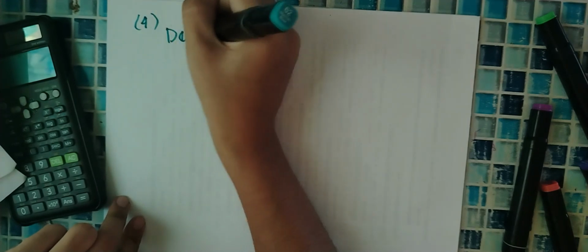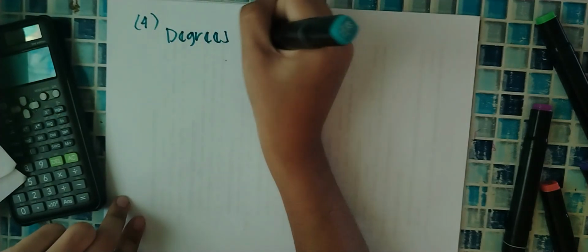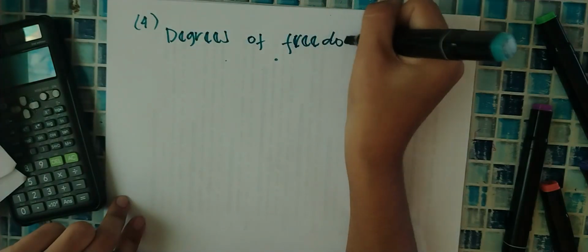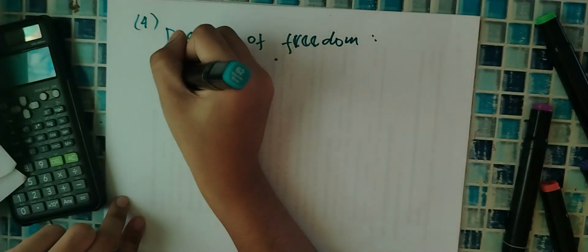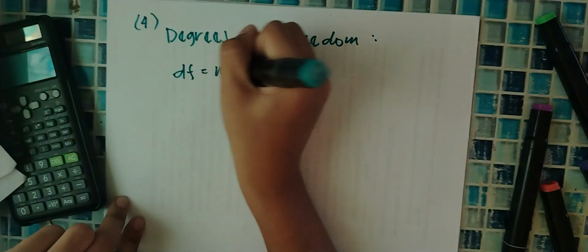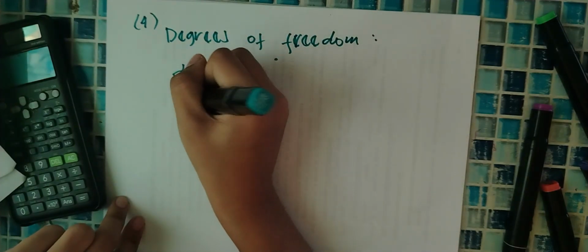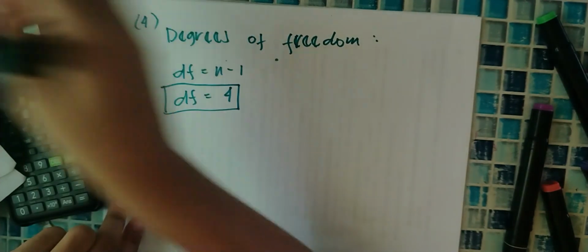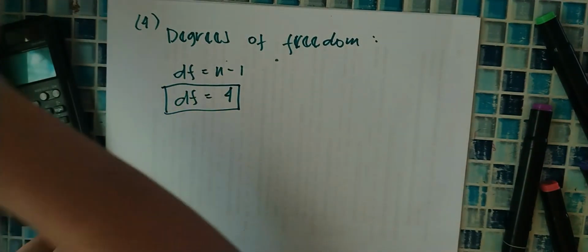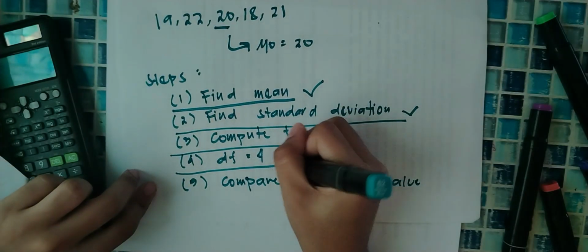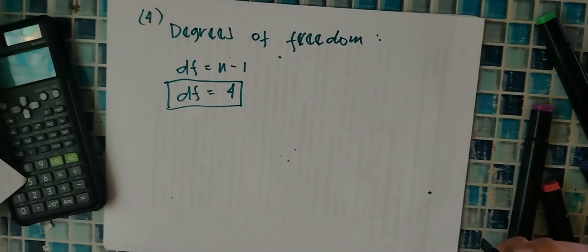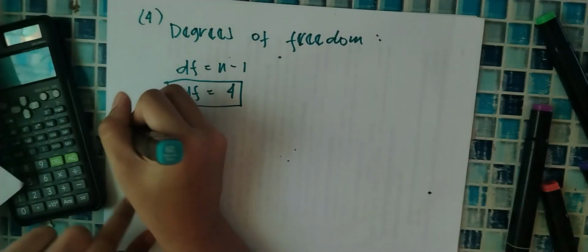So for step 4, the degrees of freedom, it's just df equals n minus 1. So 5 minus 1 is just 4, where 5 is the sample size. So that's it. So next is step 5.